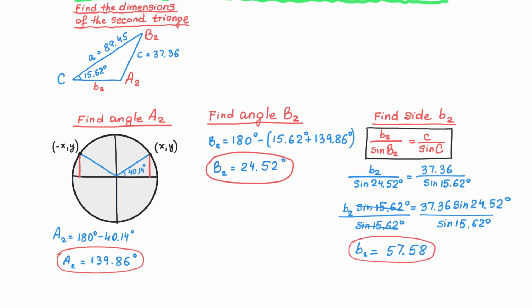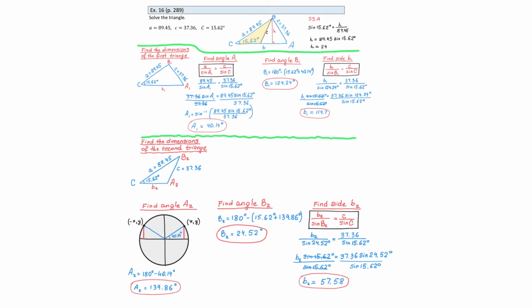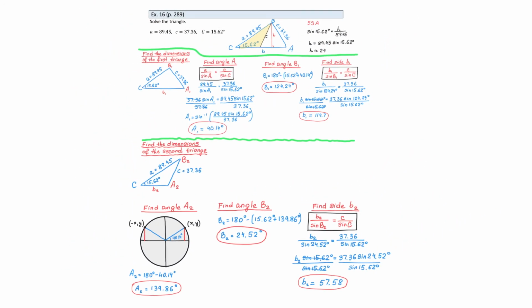We have angle a sub 2, angle b sub 2, and side b sub 2. And now the whole problem is completed. We had two triangles and we found the dimensions of both of them. Here we will be done with this lesson. This is section 9.5, Oblique Triangles, the Law of Sines.